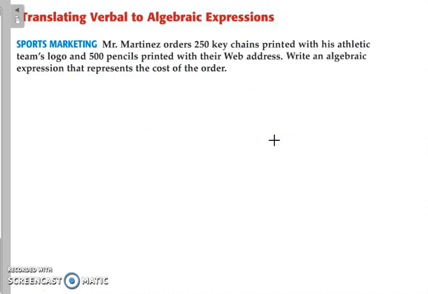And lastly, here's a word problem. When you're reading a word problem, you're going to have to define a variable. You read through and see, what are we looking for? Mr. Martinez orders 250 keychains printed with his athletic team's logo and 500 pencils printed with their web address. Write an algebraic expression that represents the cost of the order. Okay, we have 250 keychains. That's what he's going to have to pay for.